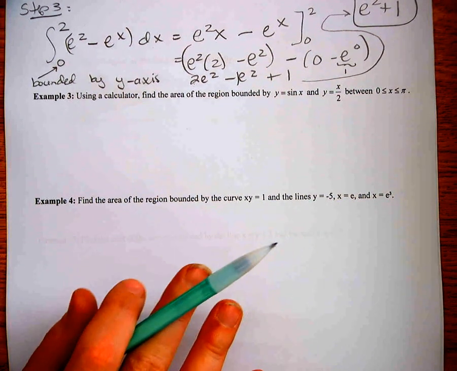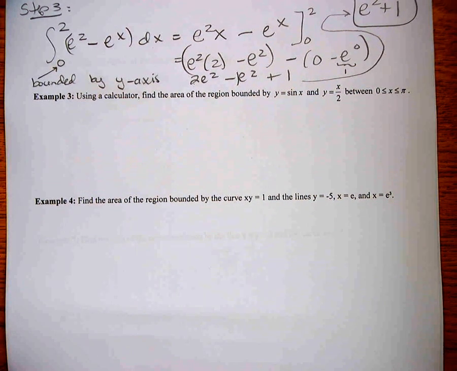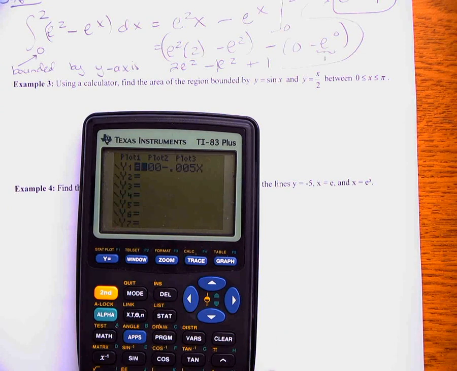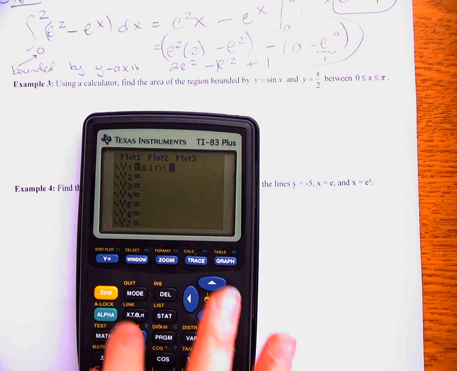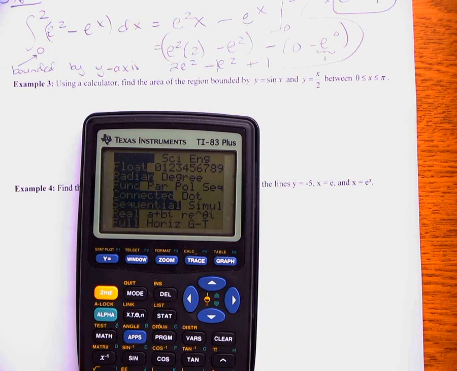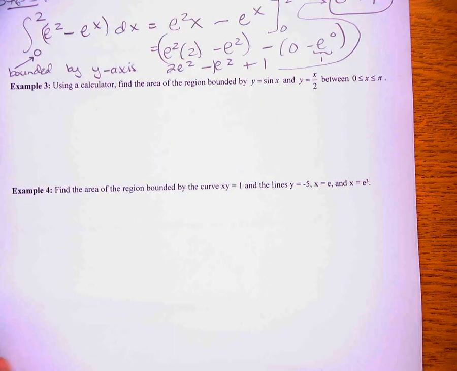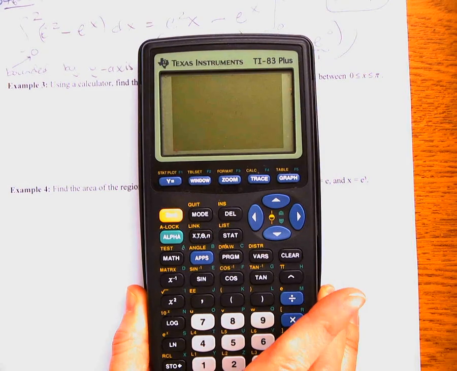Okay, let's look at example 3. So this one says using a calculator, thank the good Lord. It's always nice when we can use a calculator. So let's go ahead and do that. So if I have my calculator, I'm going to plug in sine x for my first curve. So make sure, again, you're in radian mode, and I am. And then we'll plug in x over 2 for the second function.